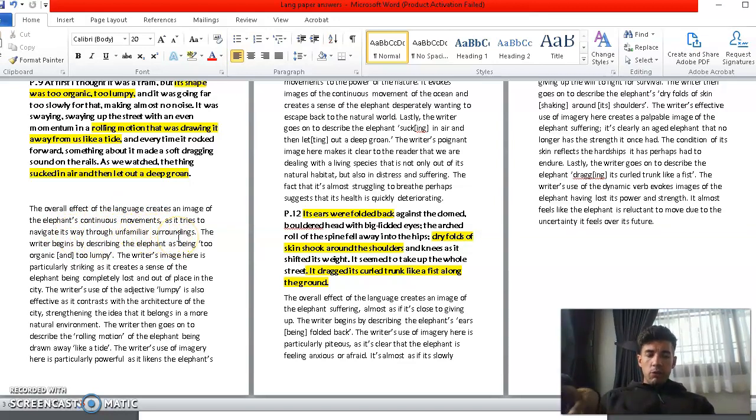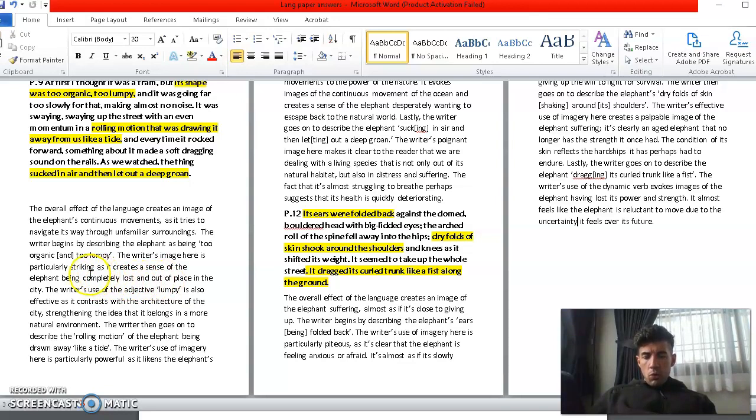So that straight away shows the examiner that you know what the writer is trying to achieve. The writer begins by describing the elephant as being too organic and too lumpy. So we use a short quotation. The writer's image here is particularly striking as it creates a sense of the elephant being completely lost and out of place in the city.